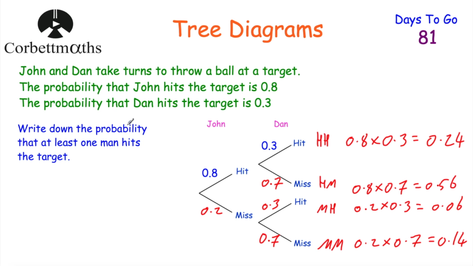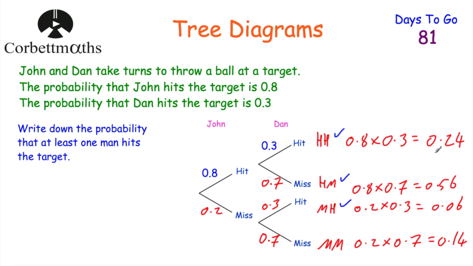So we've been asked to write down the probability that at least one man hits the target. So at least one man hitting. Well, that would be both of them hitting. That would work. A hit and a miss, well, that would work, one of the men is hitting the target. A miss and a hit, yep, one of the men is hitting the target. And a miss and a miss, no, that's not going to work, because it's at least one man hitting the target, and if they both miss, it's not going to be that option.